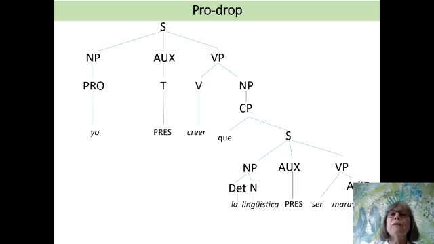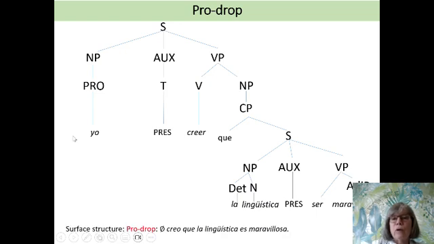Here's just another example of what could be considered a transformation. So we could take a sentence in Spanish. Yo creo que la lingüística es maravilloso. So we would have a very similar deep structure sentence to English. Notice the inclusion of the pronoun yo. But we do know that it's probably less marked in Spanish to say, creo que la lingüística es maravillosa. And so the idea is that the pronoun's there, but it's dropped.